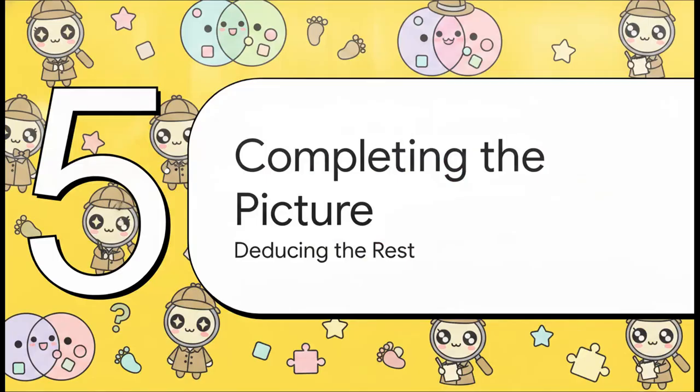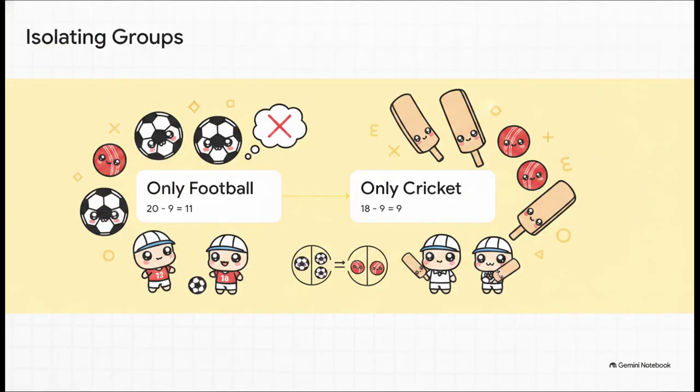Section 5. Completing the picture. Deducing the rest. So the really crucial point now is taking that overlap of 9 and working backwards. If we know 20 students total play football and 9 of them also play cricket, we just subtract. 20 minus 9 leaves us with 11 students who strictly play only football. No cricket bats for them whatsoever. We do the exact same logic for the cricket side. 18 total cricket players minus the 9 who also play football gives us 9 students who are exclusively dedicated to cricket. We have essentially broken apart our overlapping groups into completely distinct, isolated buckets.